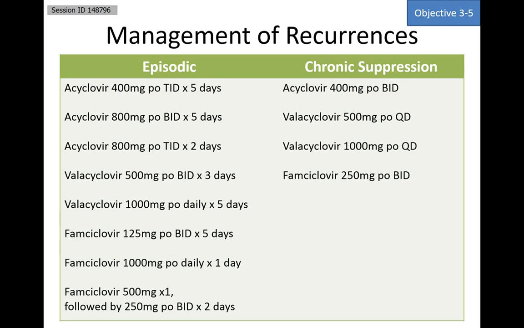So we're going to be using the same treatment options: acyclovir, valacyclovir, and famciclovir. For episodic, we tend to treat for a duration of 3 to 5 days, compared to chronic suppression, where patients are going to be on this long term. Famciclovir has been shown not to be as effective as acyclovir or valacyclovir for the suppression of HSV. And taking into consideration how many times patients have to take it, the cost of the medication is also important in deciding which agent to choose.